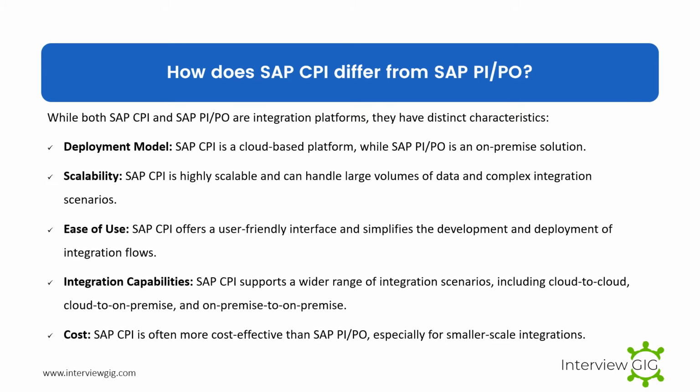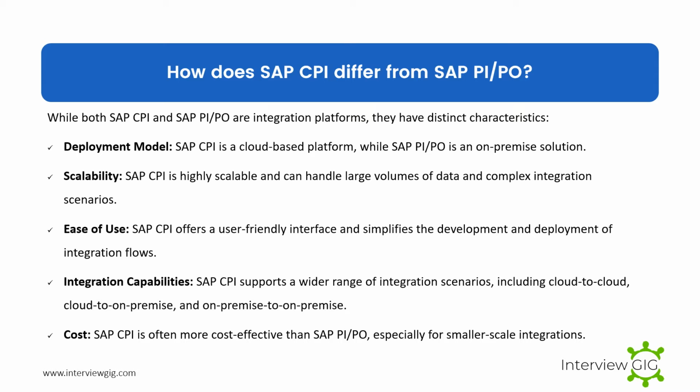How does SAP CPI differ from SAP PI/PO? While both SAP CPI and SAP PI/PO are integration platforms, they have distinct characteristics. Deployment model. SAP CPI is a cloud-based platform, while SAP PI/PO is an on-premise solution. Scalability. SAP CPI is highly scalable and can handle large volumes of data and complex integration scenarios. Ease of use. SAP CPI offers a user-friendly interface and simplifies the development and deployment of integration flows.